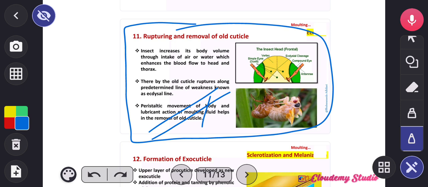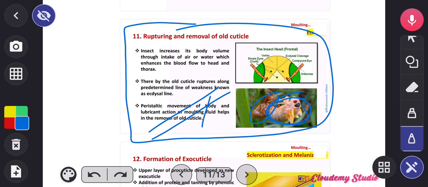Molting is quite complex. Now, what happens is that insects increase in body volume. The body volume increases through the intake of air and water, which enhances blood flow to the head and the thorax, the head and the thoracic region. Thereby, the old cuticle ruptures. In this image, you will see that this is the insect, and this is the old cuticle that is ruptured, that it is trying to remove.